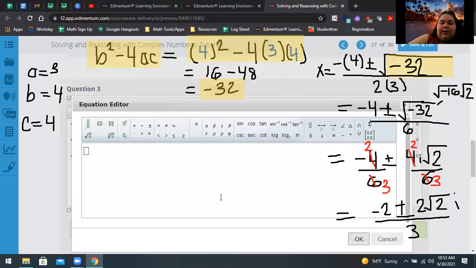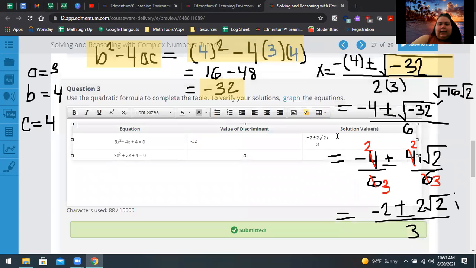Now, because I have a very large fraction, the first thing I want to do is bring out my fraction button. Then type out the top, negative 2. Don't forget that you have a plus or minus symbol right there. Then it is 2 square root of 2. There's my i. Bring it down here for 3, and you hit OK. And there's our solution there. Again, you're going to apply those same steps for the second one for question number 3.